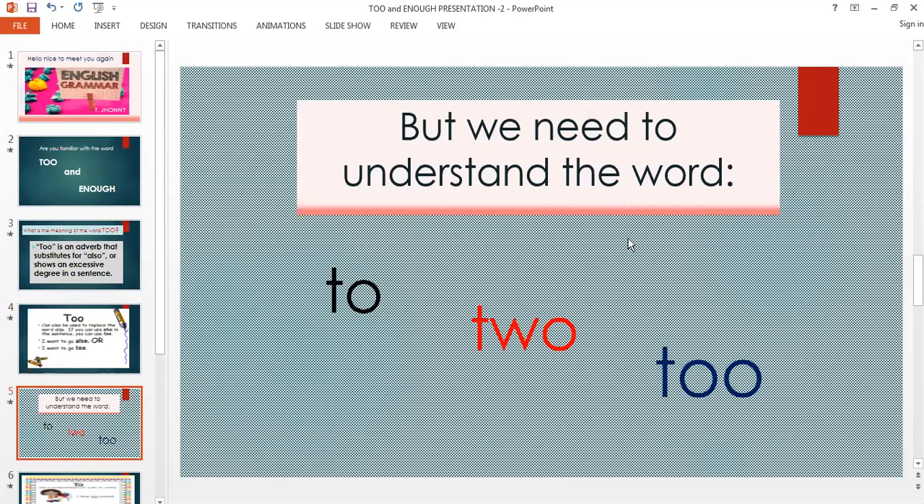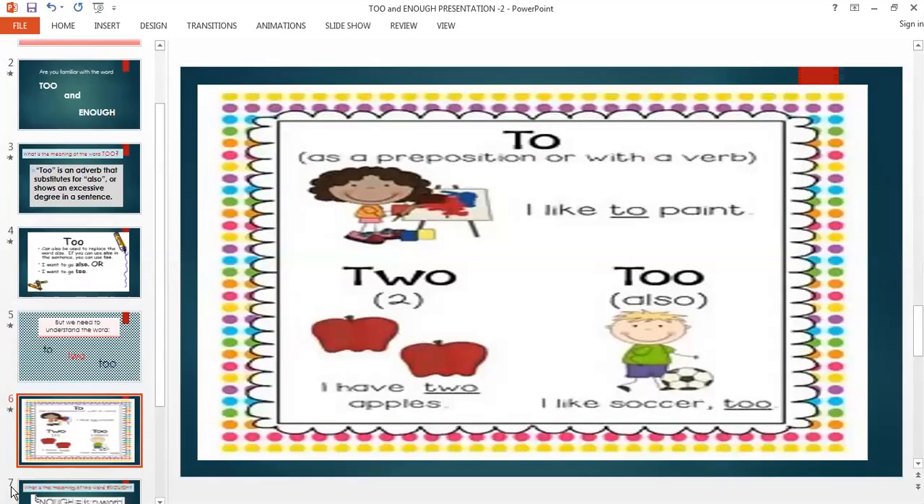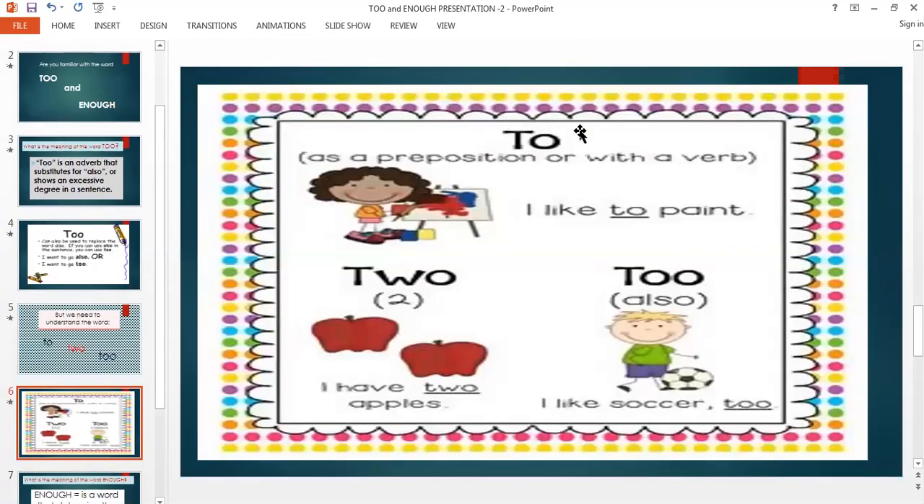But we need to understand the word "too", and "to", and "two". They have the same sound, to and too and two. You will hear the same sound, but these three words have different meanings. Okay. "To" here, you can use as a preposition or with a verb.